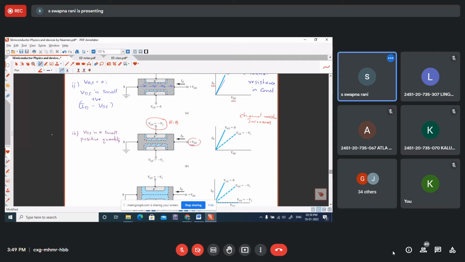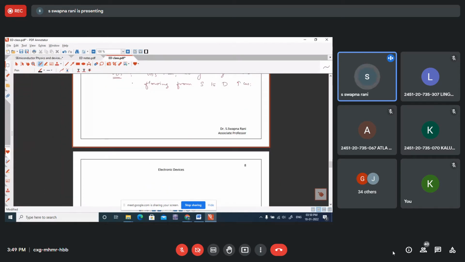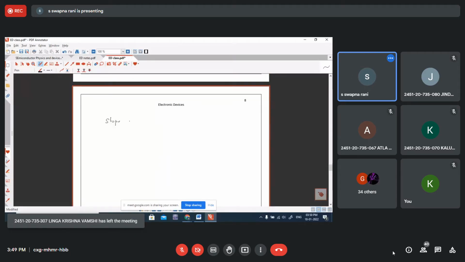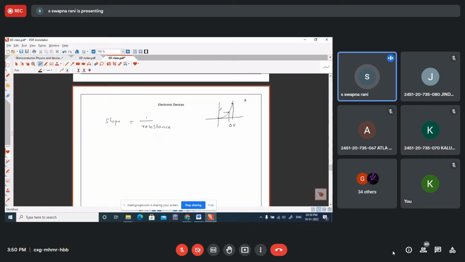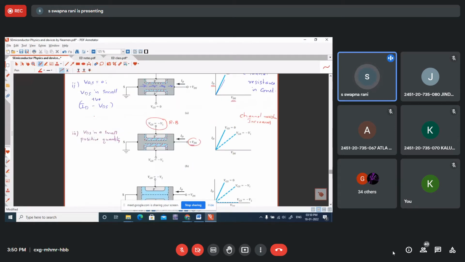Channel resistance increases. We know that the slope of a VI curve is 1 by the resistance. We have already discussed how to find the resistance from the slope. If you take the VI characteristic curve and indicate 2 points, this difference will give you the delta V, and the corresponding delta V by delta I is the resistance. So 1 by resistance will give you the slope.